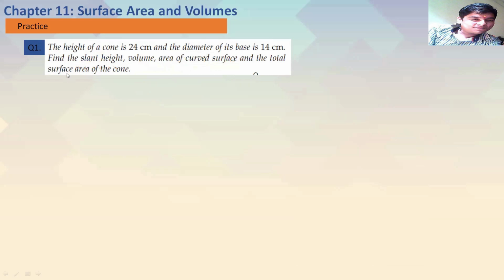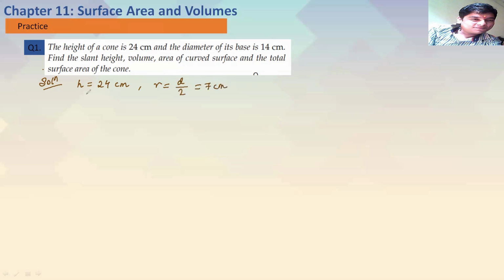The height of the cone, let's write it. Solution. Height of the cone is 24 centimeter. What is going to be the radius? Tell me. So radius R, 14 by 2 is 7. Diameter by 2, that's 7.